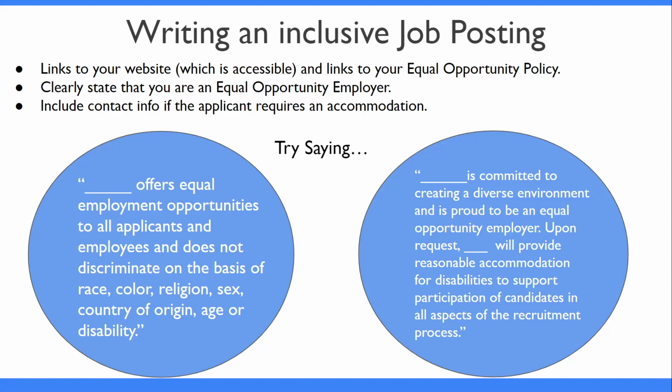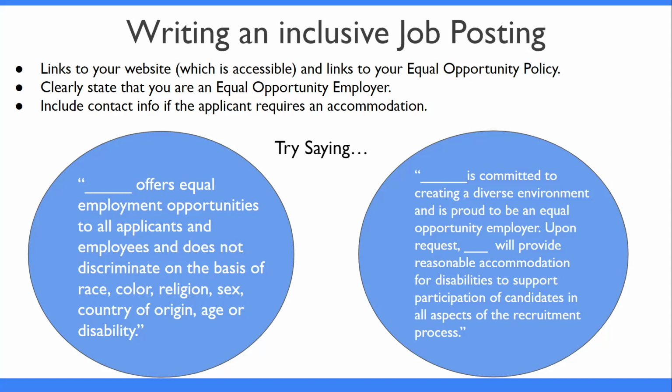So some examples I have here of actual equal opportunity employer disclosures that I found in job ads recently. I'll just use ILNS for an example. So saying something like, ILNS offers equal opportunity and equal employment opportunities to all applicants and employees, and does not discriminate on the basis of race, color, religion, sex, country of origin, age, or disability. So that's a really simple one.